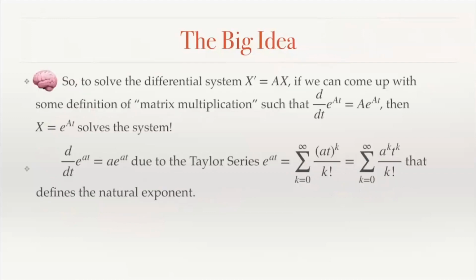And to find such a definition of matrix exponentiation, what we can do is look at what is the definition of e to the at in the first place. Well, e to the at is defined by its Taylor series. You take the exponent and plug it into the sum of the exponent to the k over k factorial. So what we'll do is define matrix exponentiation to be plugging the exponent into the Taylor series for e to the t.